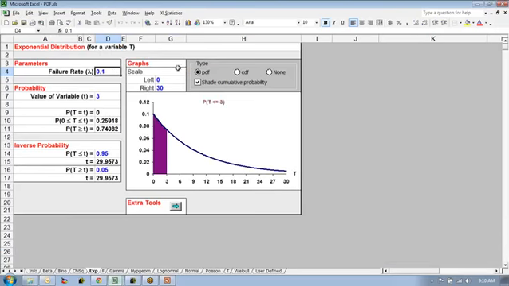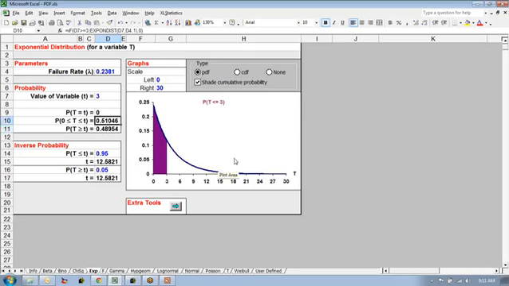So let's put that in there. I'm just going to type it in directly. I'll put it equals 1 divided by 4.2. So if on average 4.2 is the thing, the failure rate is 1 over that average, and there it is, 0.23. And this tells me that the probability that I will have a 3-year or less tire is about 50%.